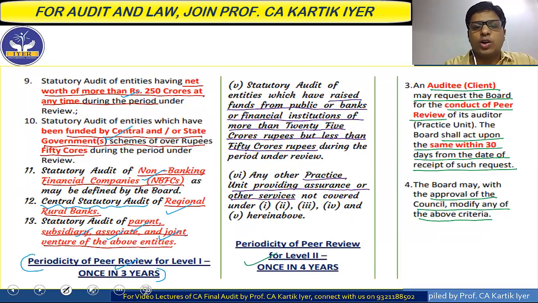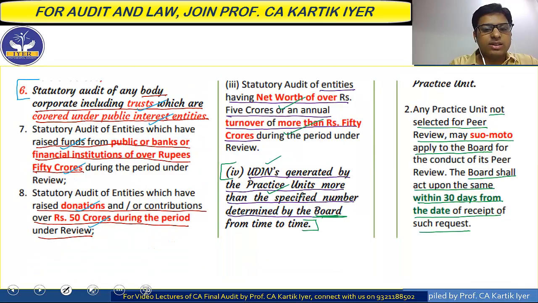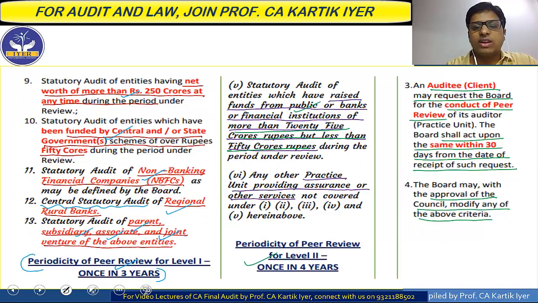Next is statutory audit of entities which have raised funds from public or banks or financial institutions of more than 25 crores but less than 50 crores. Remember, earlier it was exceeding 50 crores. Here they have said between 25 crores and less than 50 crores during the period under review. Then any other practice unit providing assurance or other services not covered under 1, 2, 3, 4 and 5 above. So if you are providing assurance services not covered in the above 5 matters, the peer review will be conducted once in every 4 years.